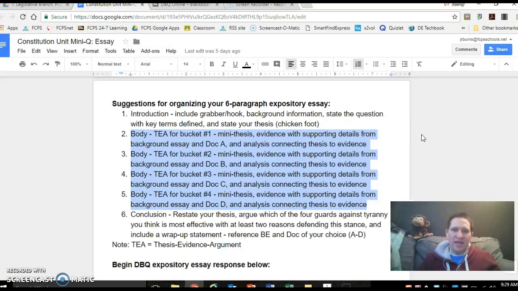Now, TEA is what DBQ uses as their acronym. I know you use something similar in English. It wasn't the exact same language. TEA means a mini thesis with evidence. Evidence is the section where you would reference the document. And then argument at the end is where you would connect your thesis from the first paragraph, or your mini thesis, and your evidence together to show why that is important to the guiding question.